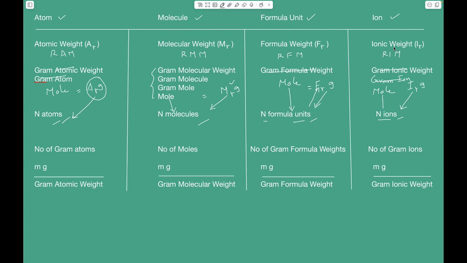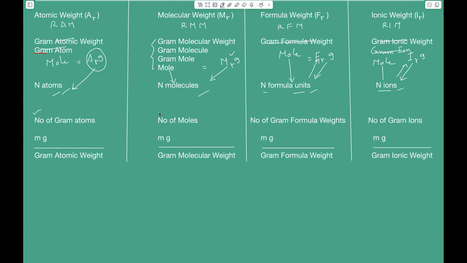And 1 mole of any ion contains an Avogadro's number of ions and its mass is equal to its ionic weight in grams. Now let us look at these terms: number of gram atoms, number of moles, number of gram formula weights and number of gram ions. Now going by these old names, what is 1 gram atomic weight of an element? 1 gram atomic weight of an element is nothing but its relative atomic mass or atomic weight in grams.